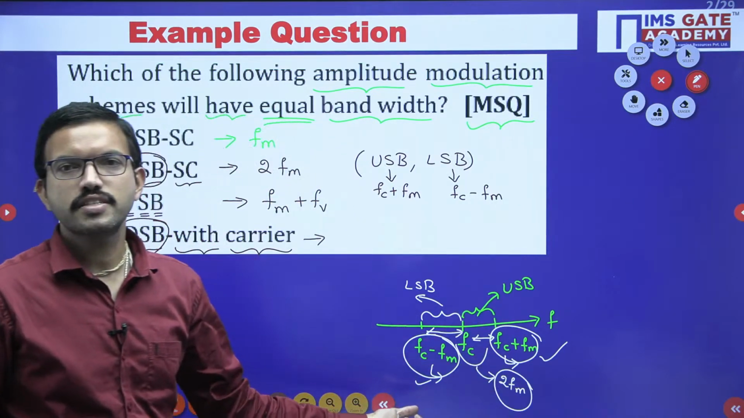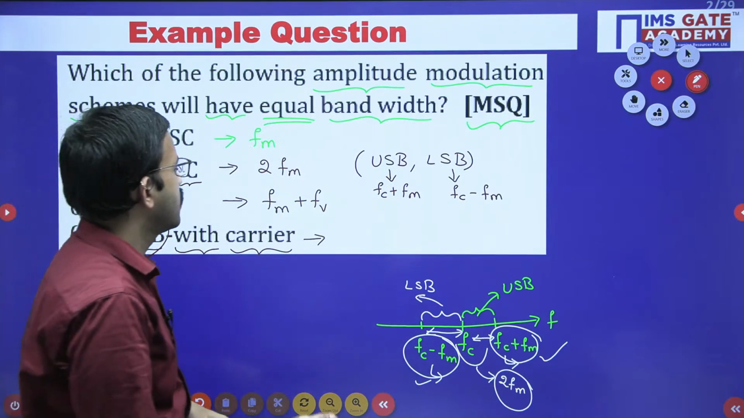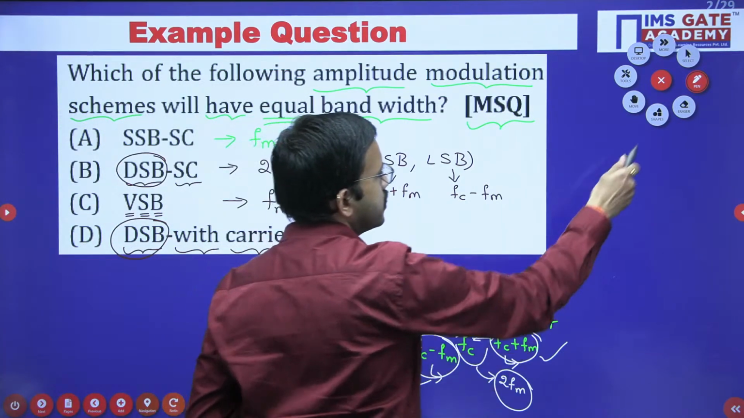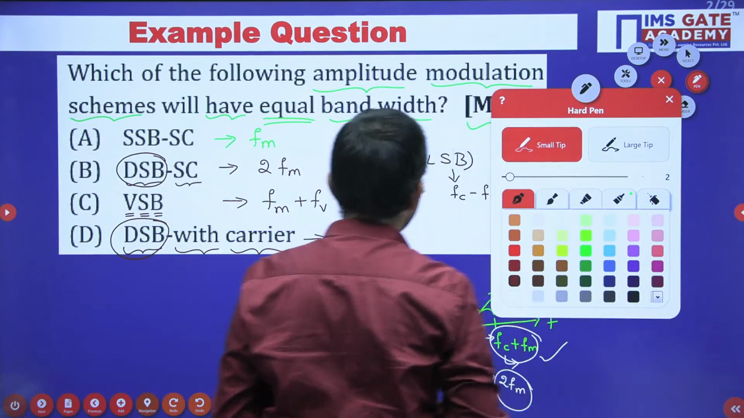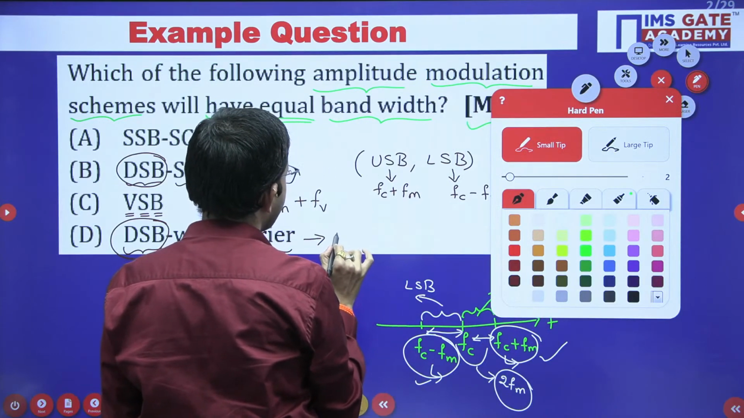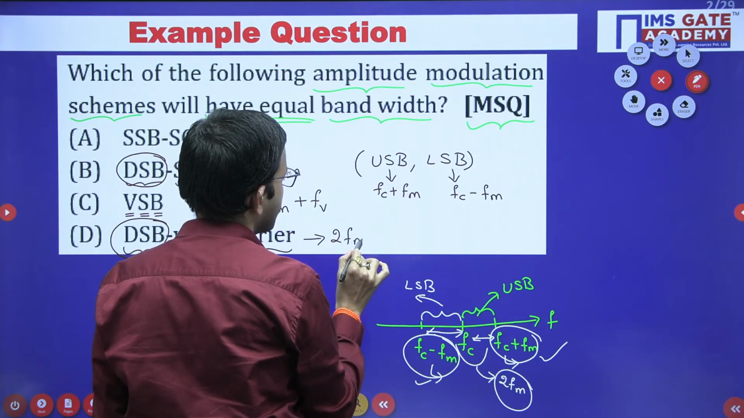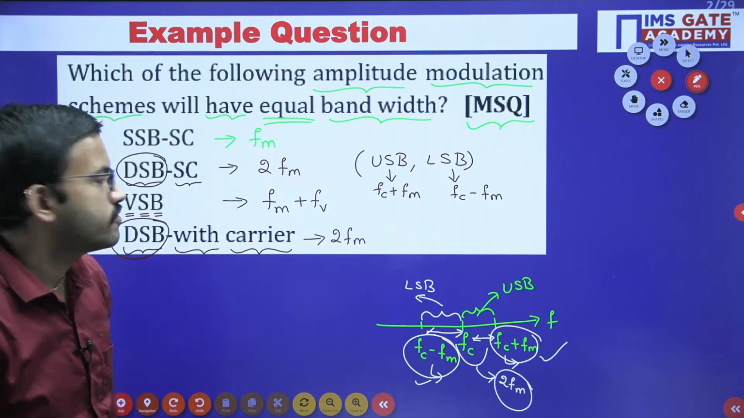Is it clear, Naveen? Up to this point. Regarding double sideband with carrier also, you will get 2FM only. Yes, very good.